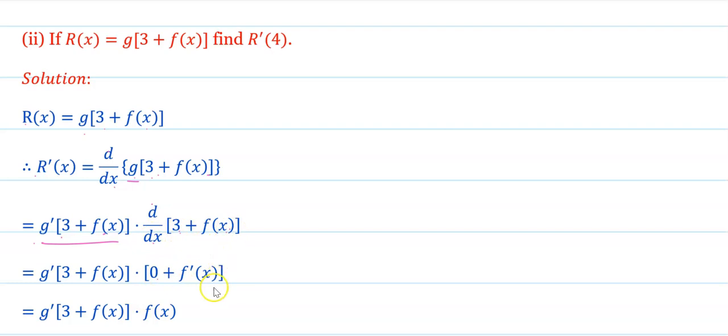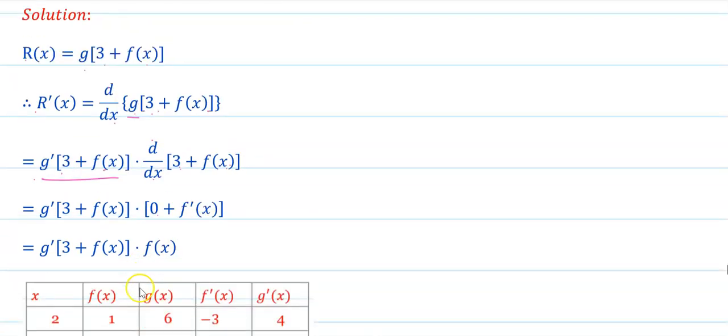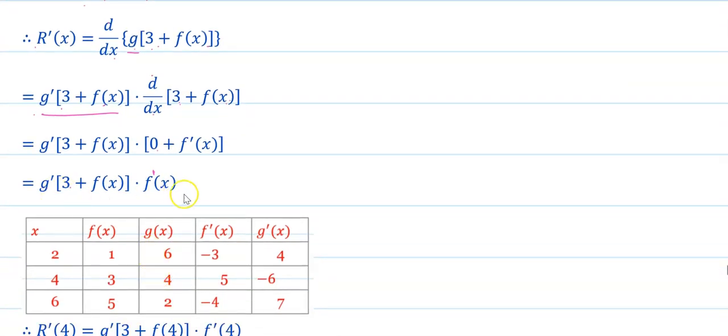What comes from f of x? f dash of x. Okay. And hence we have the answer. That is g dash of 3 plus f of x into f dash of x. Okay. Now substitute the values.